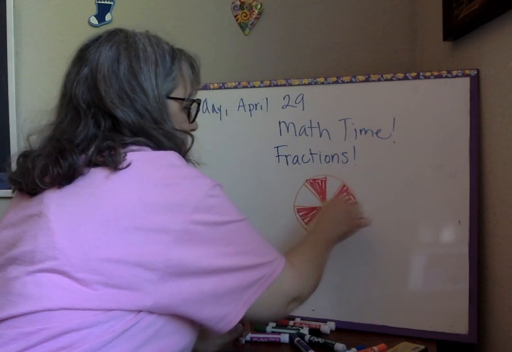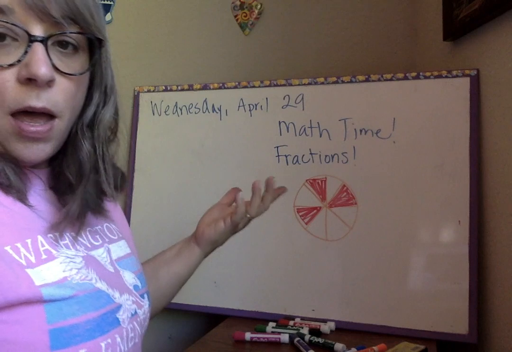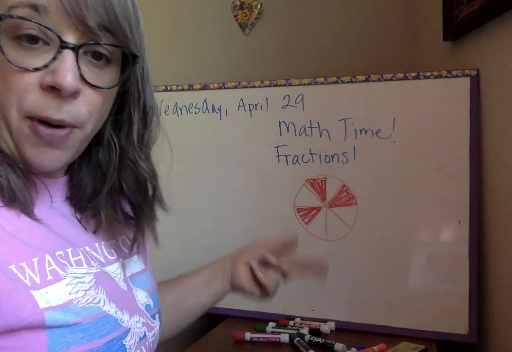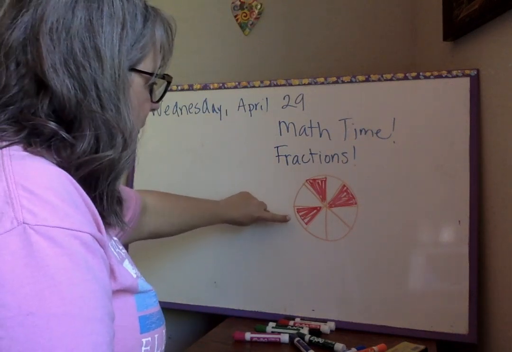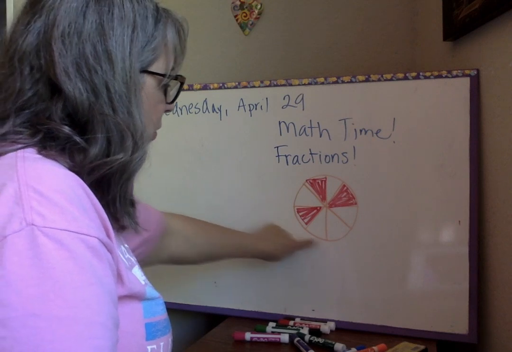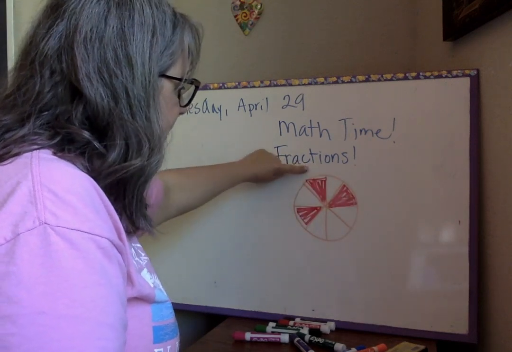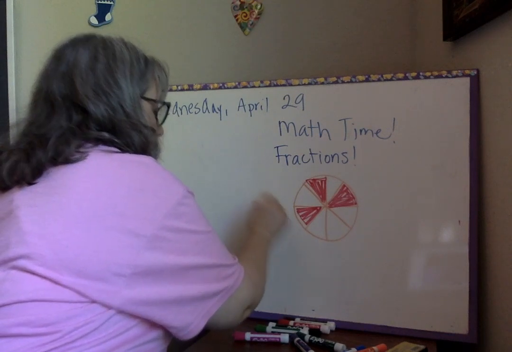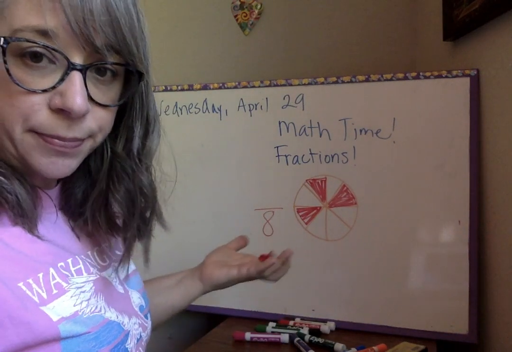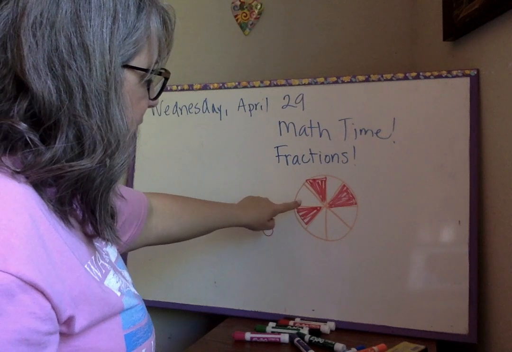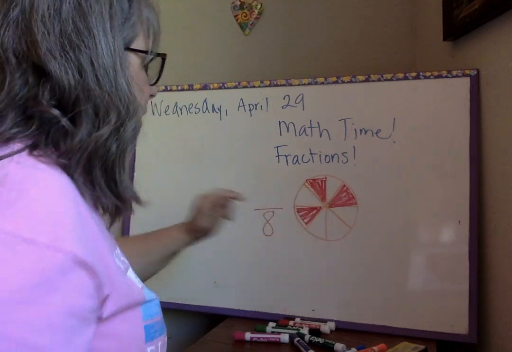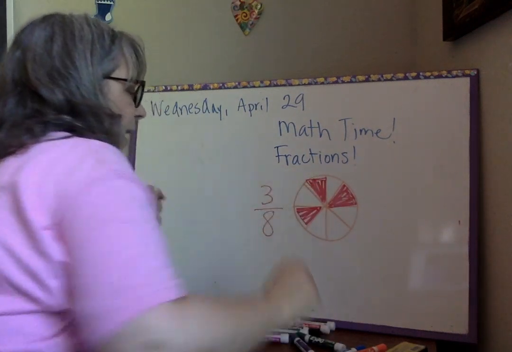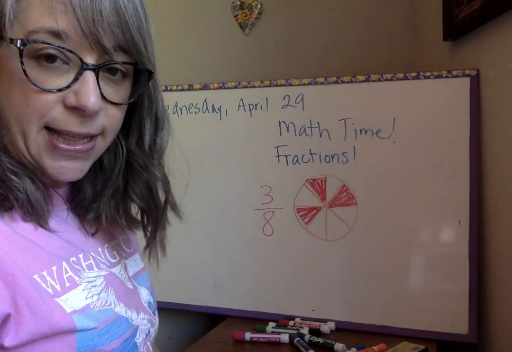Okay. So, there's our whole. How many parts are to that whole? Let's count. 1, 2, 3, 4, 5, 6, 7, 8. So we have 8 parts to this whole. Well, what's our fraction part? 1, 2, 3. 3 parts are shaded. So we have 3/8.